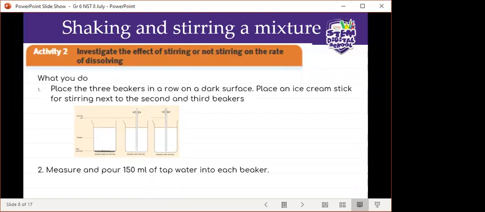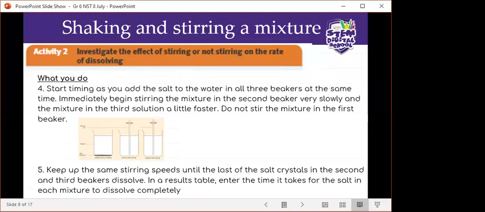So now we're going to add the same amount of water into each beaker, and then we're going to hold a level 5 milliliter spoon of salt above each beaker. Okay, so we're going to have a teaspoon of salt above each beaker. Then the fourth instruction reads, start the timing as you add the salt to the water.